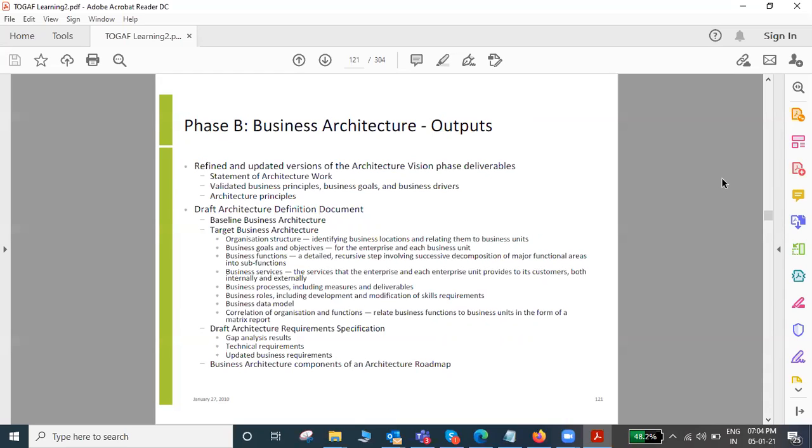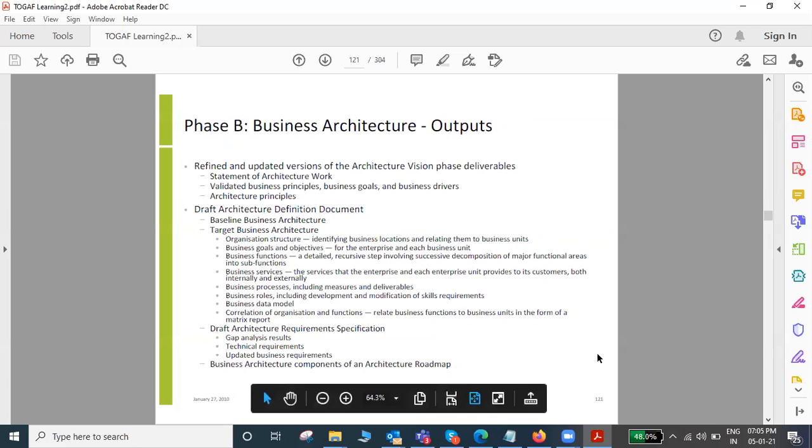So business goals and objectives: the enterprise and each business unit have them. Suppose you are working in a company where the enterprise has different business units. The business goals and objectives differ, but the end motive is to get profit for the business. So you can set the goals and objectives for the different departments so that they work as per the business goals and objectives. Once we're talking about business functions, that is a detailed structured approach.